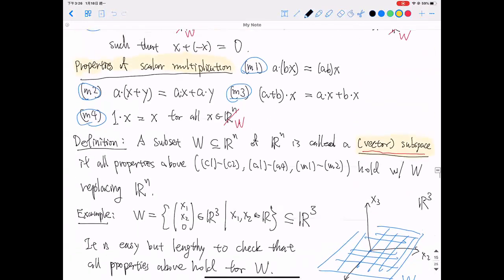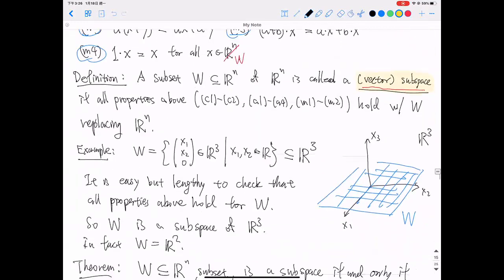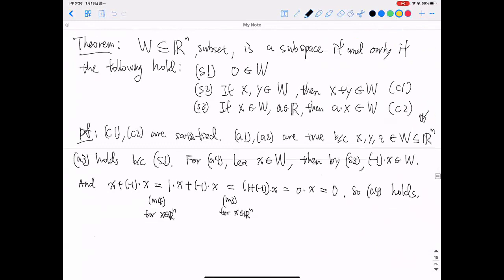Okay, now M1, M2, M3 just hold because they are vectors in W. In fact, all four multiplicative properties just hold because the vectors are vectors in W, which hence are vectors in Rn. And vectors in Rn have these properties. Okay.